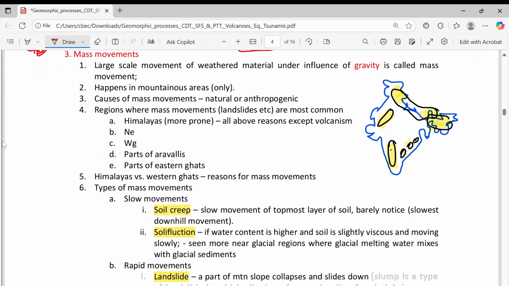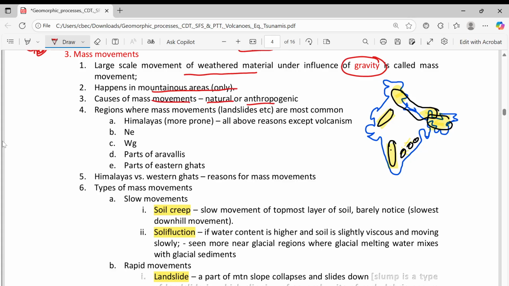Then mass movements. You remember, when large scale weathered material moves under the influence of gravity, that is mass wasting; you have to remember gravity. What is the cause for mass movement? Mass movement is large scale movement down the slope. For that, the main important factor is gravity. So where will gravity be there? In mountainous areas only. What are the causes?